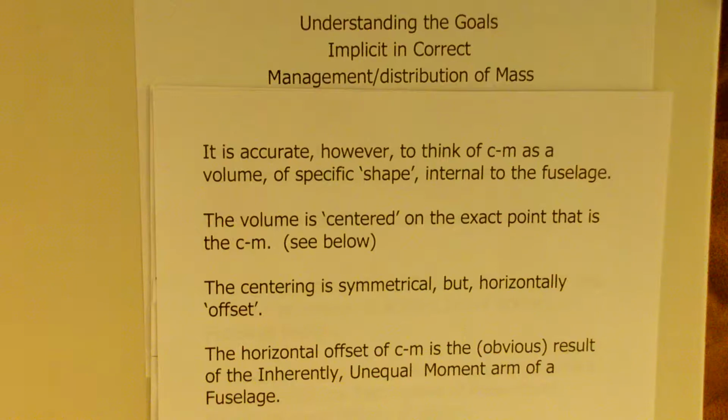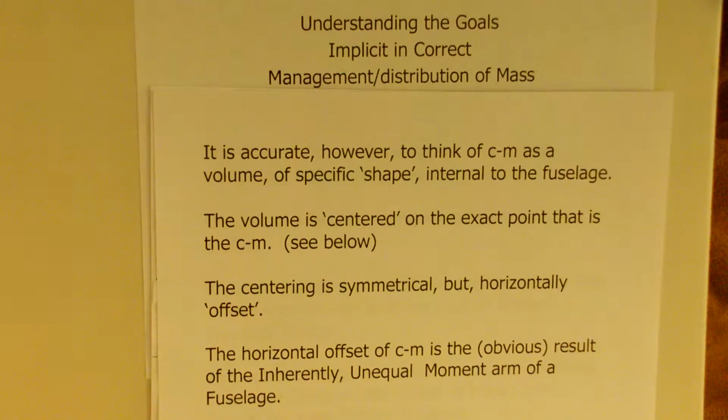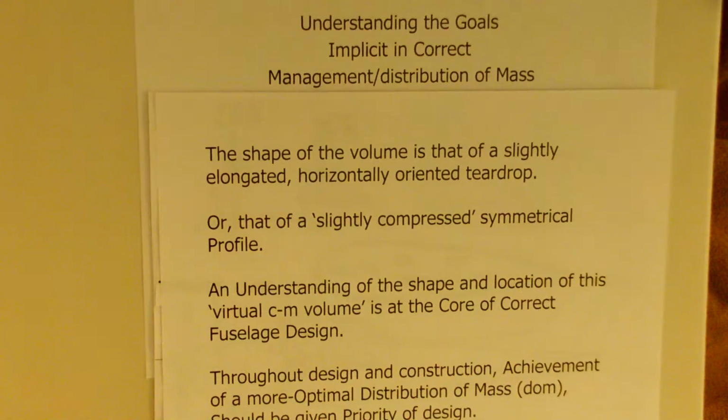So, I've got a visual aid for this, some of this stuff coming up. I've said most of this before, and that the center of mass, it's accurate to think of the center of mass not as a point, but as a volume, as a sort of a teardrop shaped volume that is centered but offset. Centered in an offset fashion on the exact point of where the center of mass is, which is at 25% of fuselage length on the thrust line, or on the ideal thrust line, one might say.